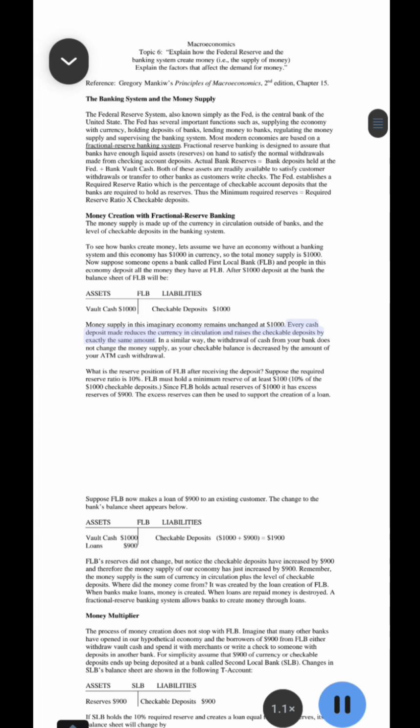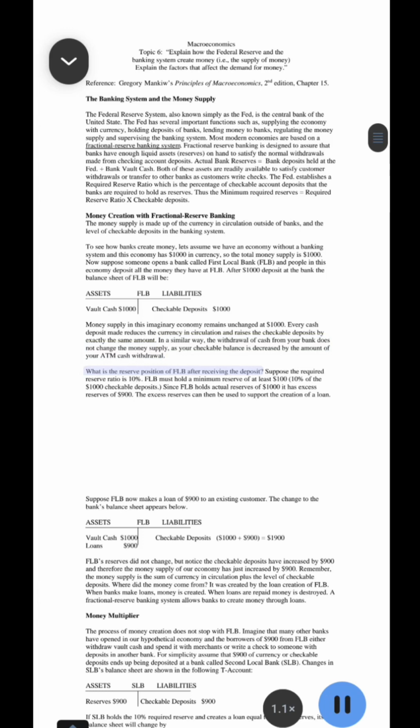Every cash deposit made reduces the currency in circulation and raises the checkable deposits by exactly the same amount. In a similar way, the withdrawal of cash from your bank does not change the money supply, as your checkable balance is decreased by the amount of your ATM cash withdrawal.